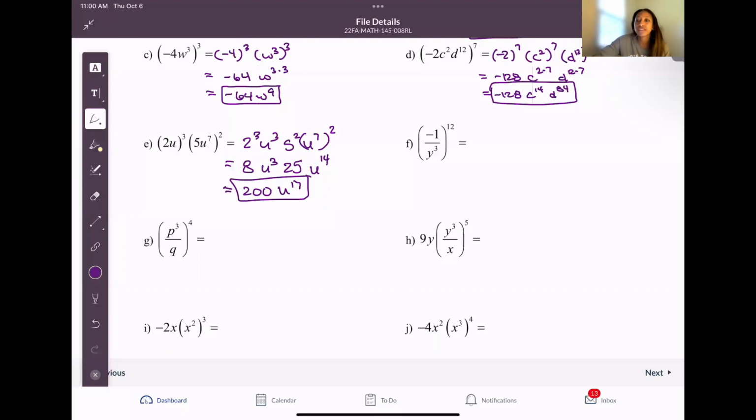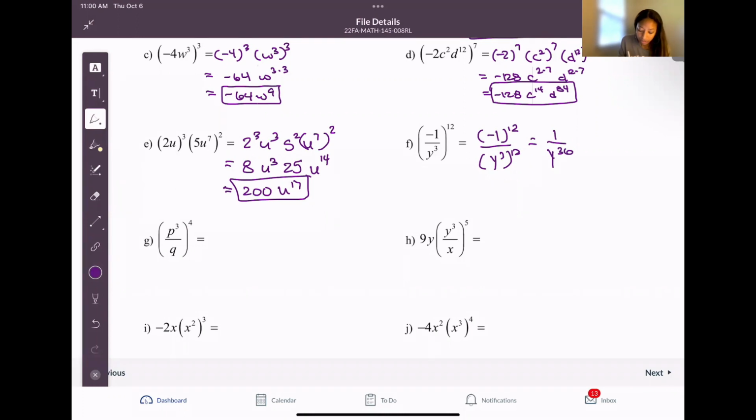All right, for F, this would be (-1 to the 12th power) over (y cubed) to the 12th power. So is -1 to the 12th power 1 or -1? We're looking at -1 raised to different powers. If the exponent is even, we get +1. If the exponent is odd, we get -1. So this would be a +1 over y to the 36th power.